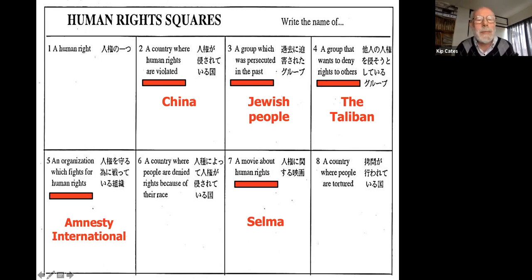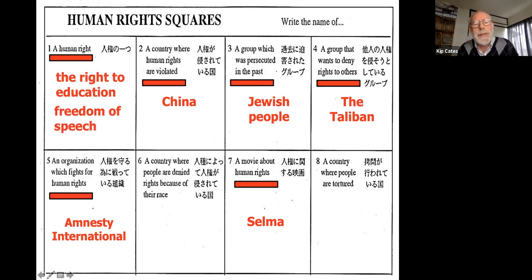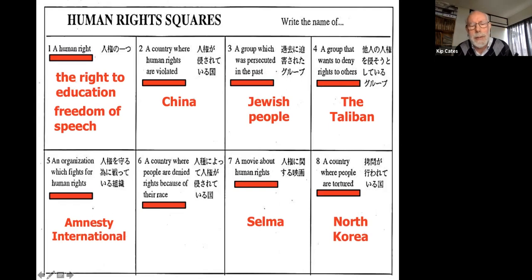Next student, choose a human right. Example, the right to education. All my students pop that up immediately. Or freedom of speech. How do you say that in English? Freedom of speech. One student might choose number 8, a country where people are tortured. What's your example? Maybe North Korea. And last student, maybe number 6, a country where people are denied rights because of their race.